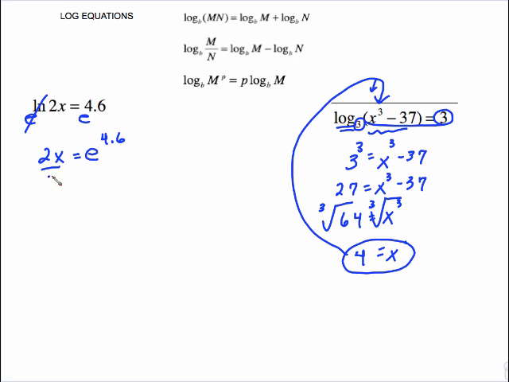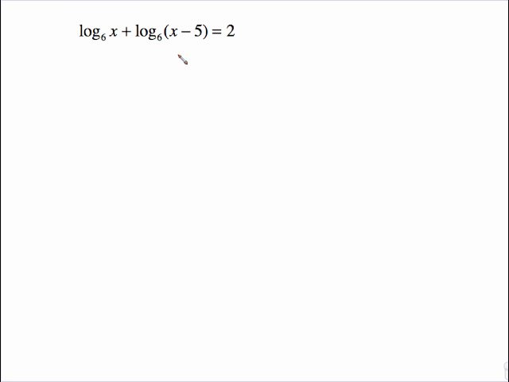To get x alone, divide both sides by 2, and my exact answer is e to the 4.6 over 2. Then you can use your calculator and get the decimal approximation if they ask you for it. Sometimes they do, sometimes they don't. And this would be negative 5.885. In this case, they asked to go to the thousandths.